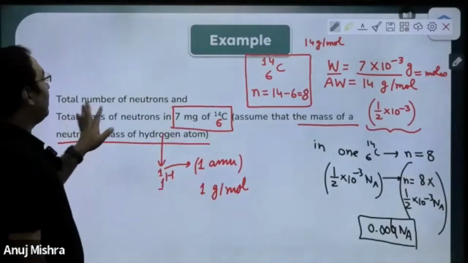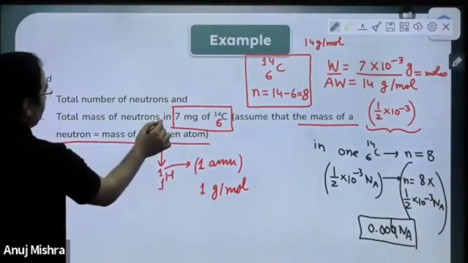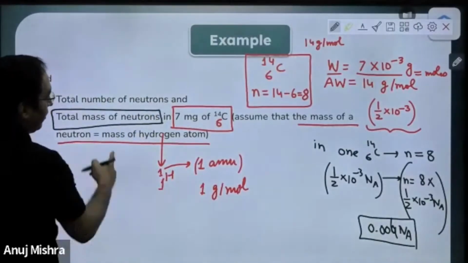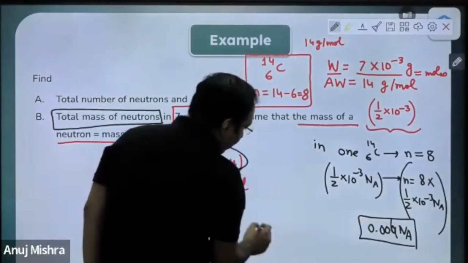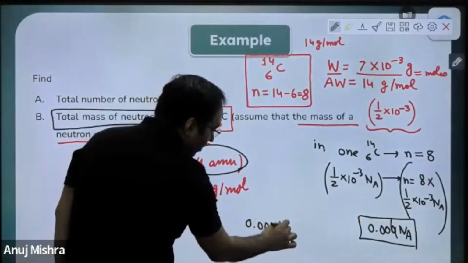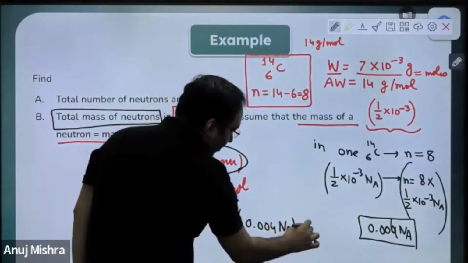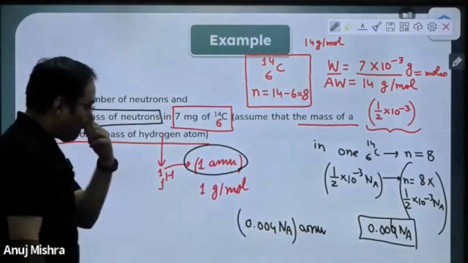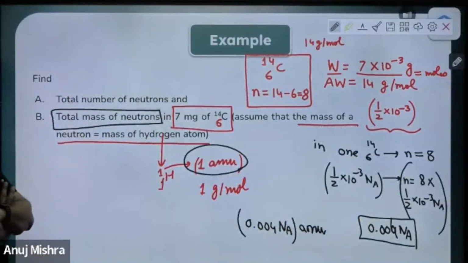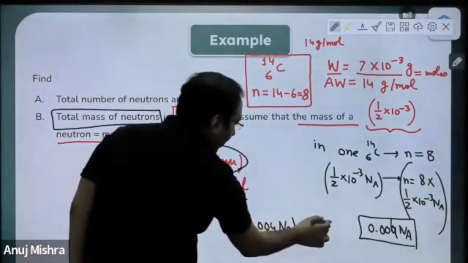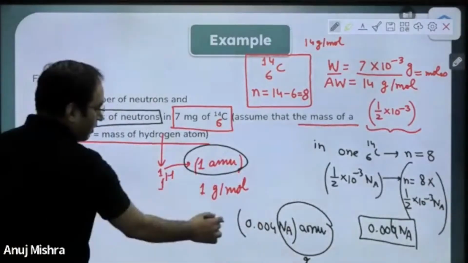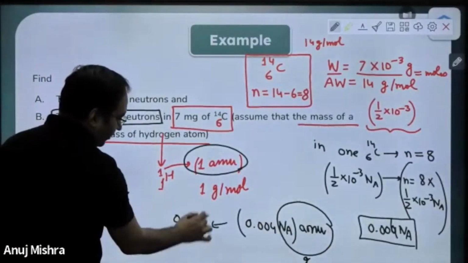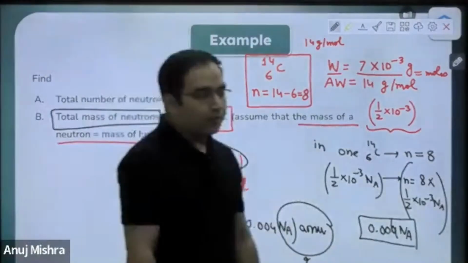Now, total mass of neutron in this, इस पे आ जाते हैं. What is the mass of one neutron? One hydrogen atom, which is 1 AMU. How many neutrons do we have? 0.004 Na. So what's the answer? 0.004 Na AMU. कर लोगे? Fine. अब ये वैल्यू कितनी होगी? Na AMU, can I call this as 1 gram? So what's my answer? 0.004 grams.